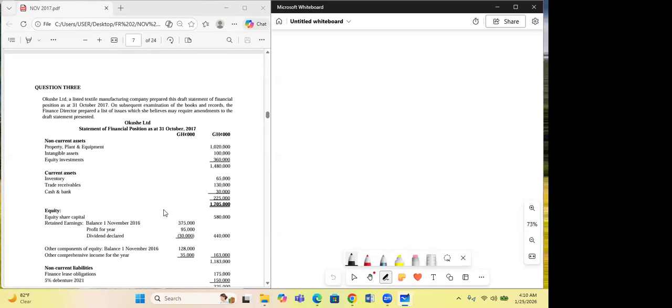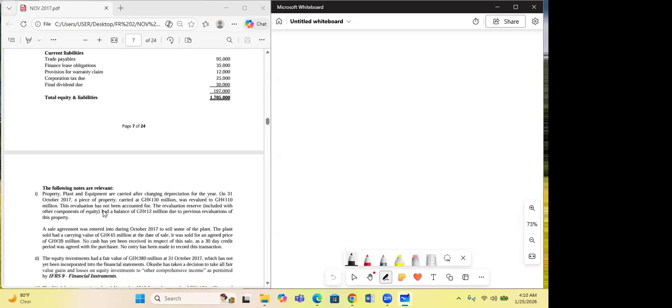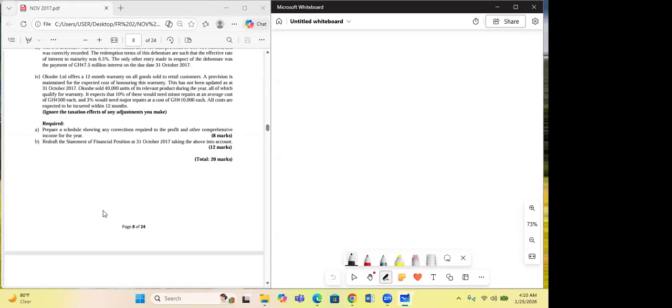Question number 3. So, required: prepare a schedule showing any correction required to the profits and other comprehensive income for the year. And then B said, redraft the statement of financial position as at 31st October 2017, taking the above into account.